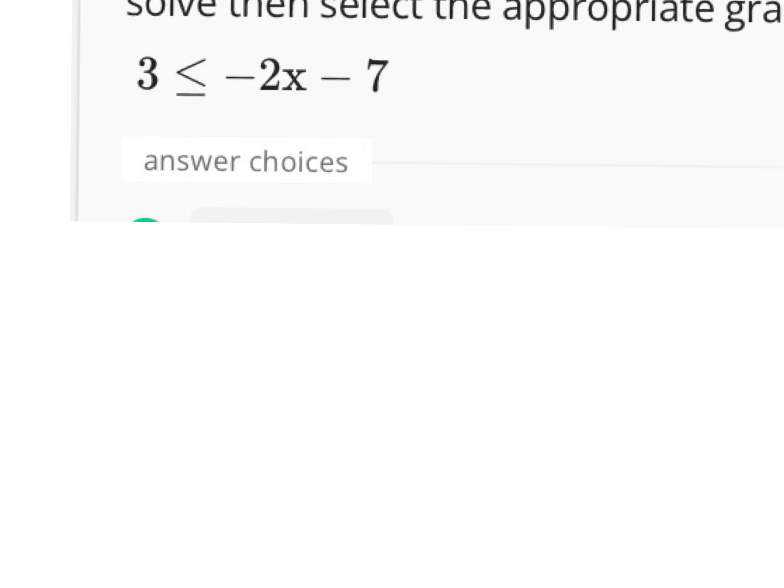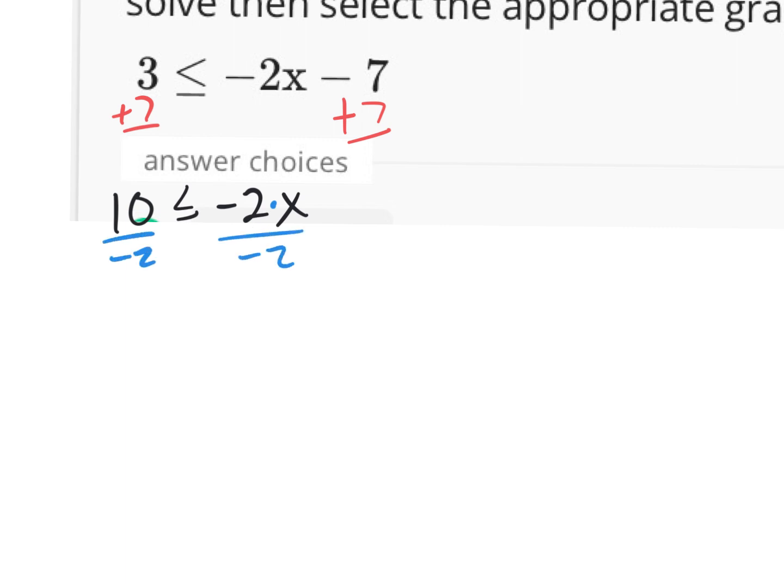Let's start by getting rid of that minus 7 by doing a plus 7. Whatever you do to one side, do to the other: plus 7. You're going to have a new inequality that says 10 is less than or equal to negative 2 times x. Again, that is a negative 2 times x. So to get x by itself, you're going to have to divide by negative 2, and it will flip the inequality because you are dividing by a negative on your last step. So this less than or equal to is going to become greater than or equal to.